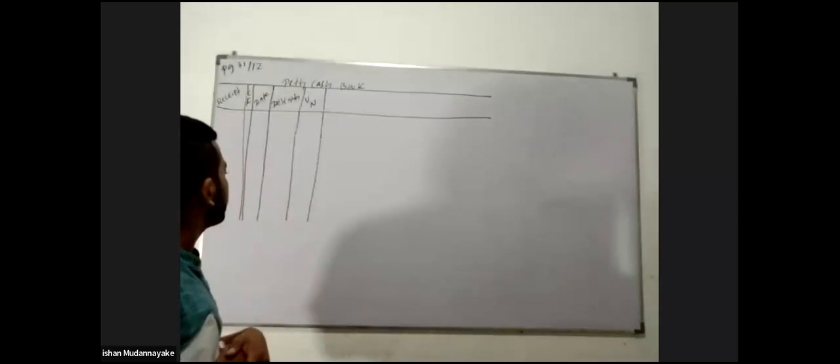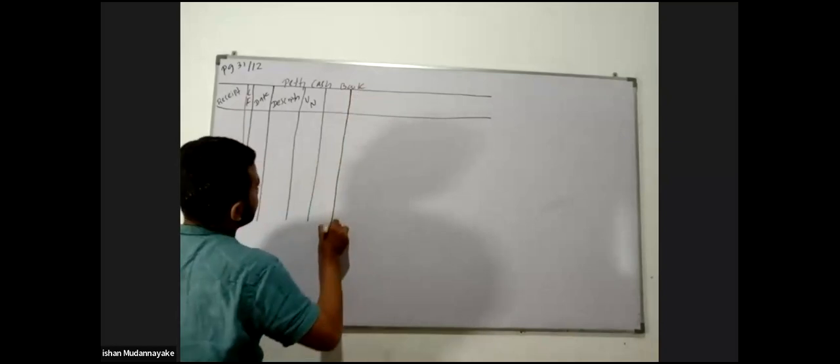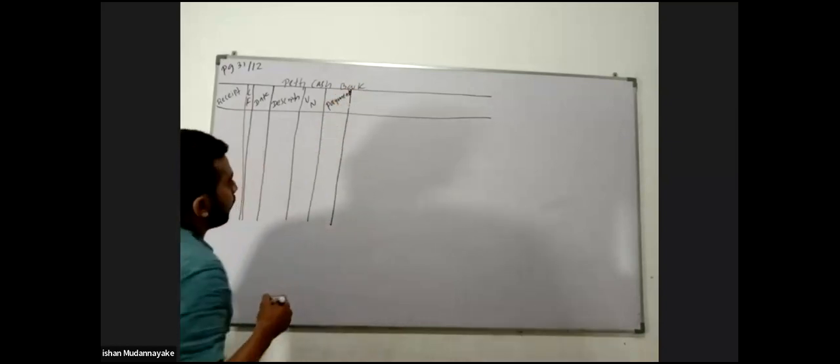Receipt, left, date, description. And then here you need to write down the voucher number. Petty cash voucher number. Voucher number of the petty cash book. Okay. Petty cash payment voucher number. And then here you can write down payments. Petty cash payments.